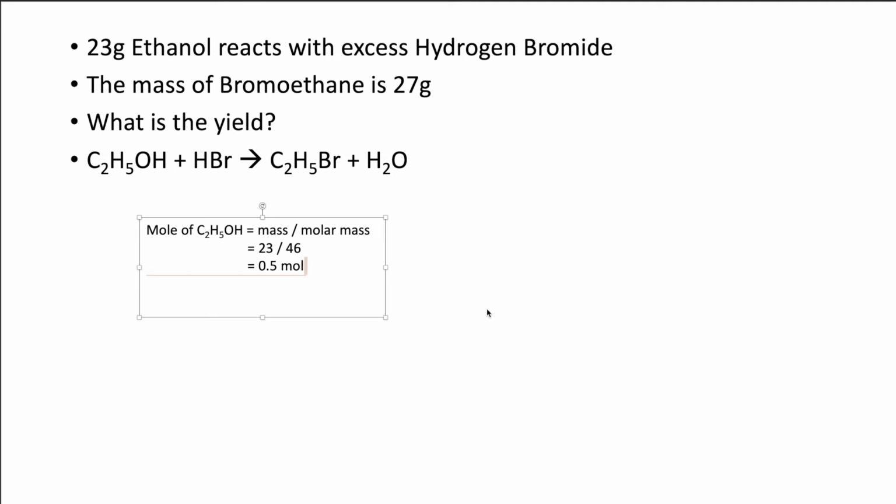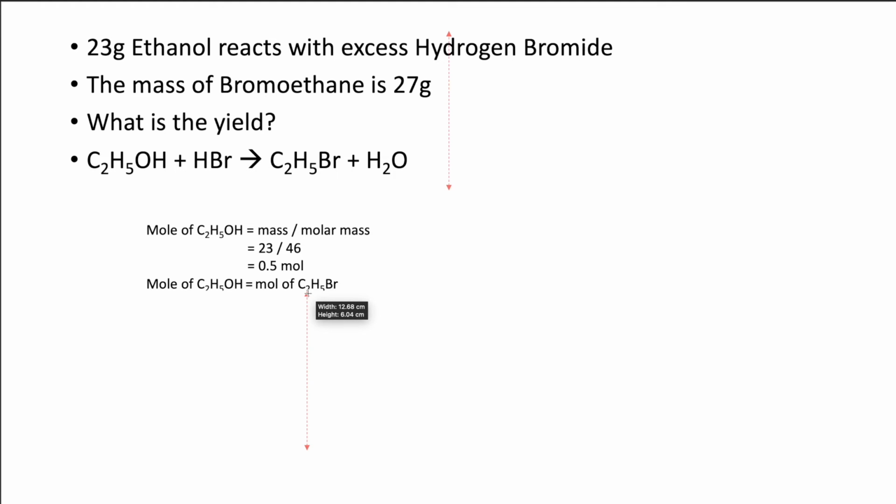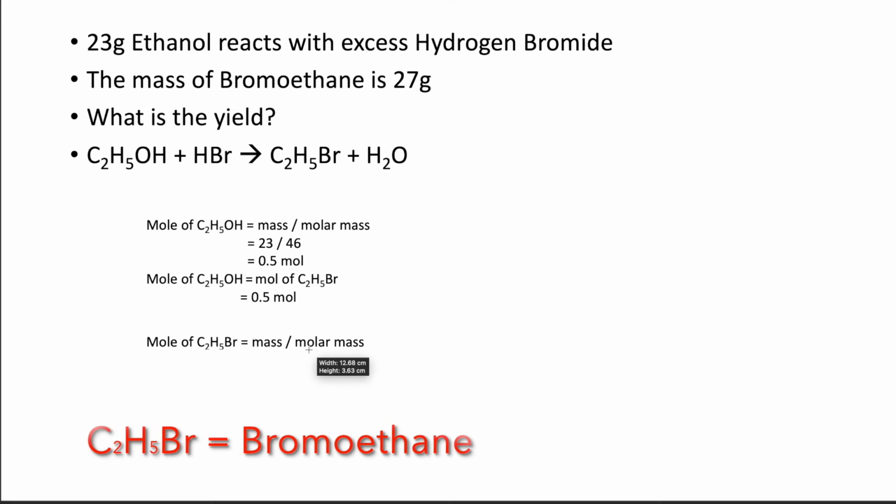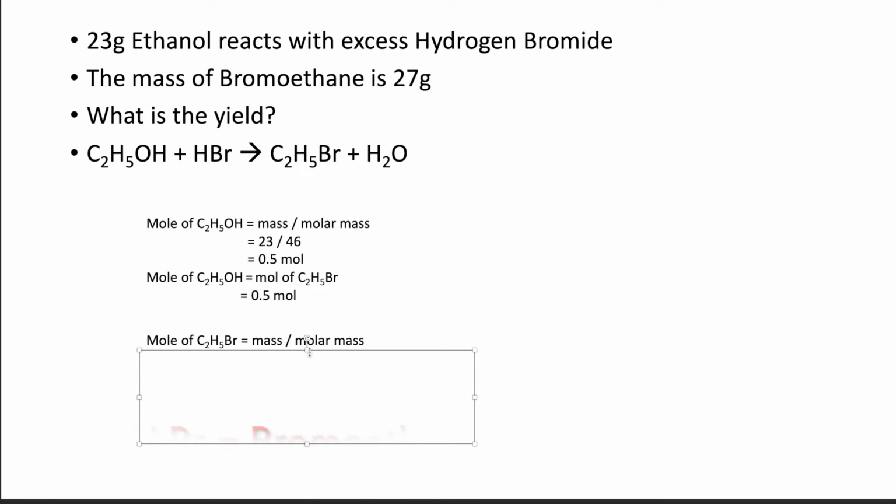And you get this mole. And by this reaction, you can see 1:1. So I'm expecting to also get 0.5 mole of bromoethane. Okay, so I want to now find the expected mass of it.